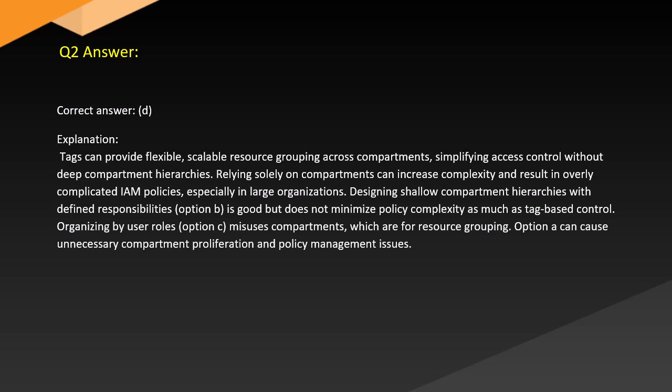Designing shallow compartment hierarchies with defined responsibilities, option B, is good but does not minimize policy complexity, such as tag-based control. Organizing by user roles, option C, misuses compartments, which are for resource grouping, and can cause unnecessary compartment proliferation and policy management issues.